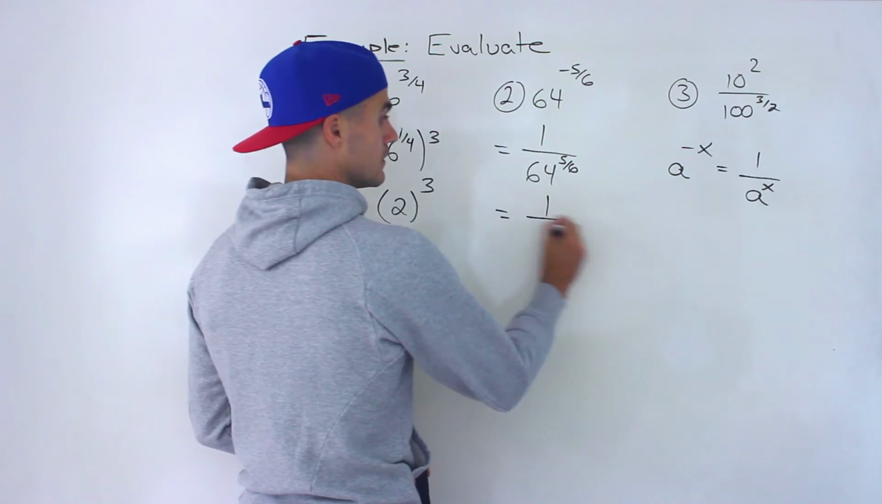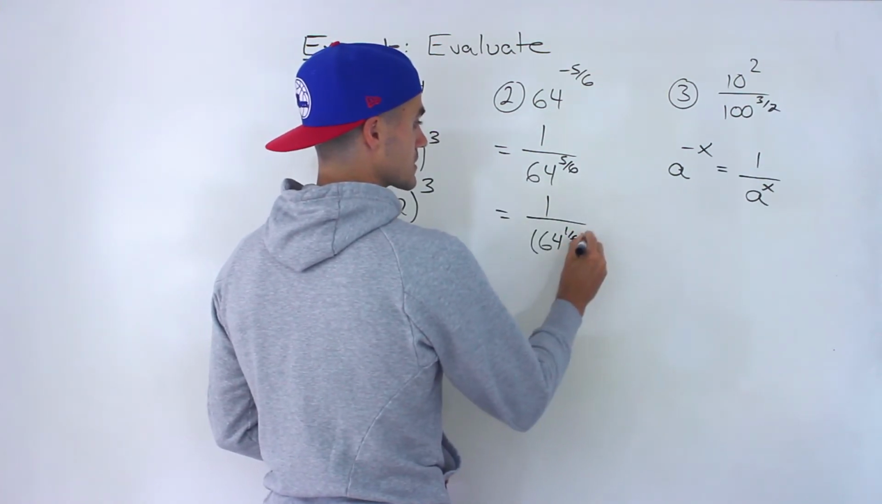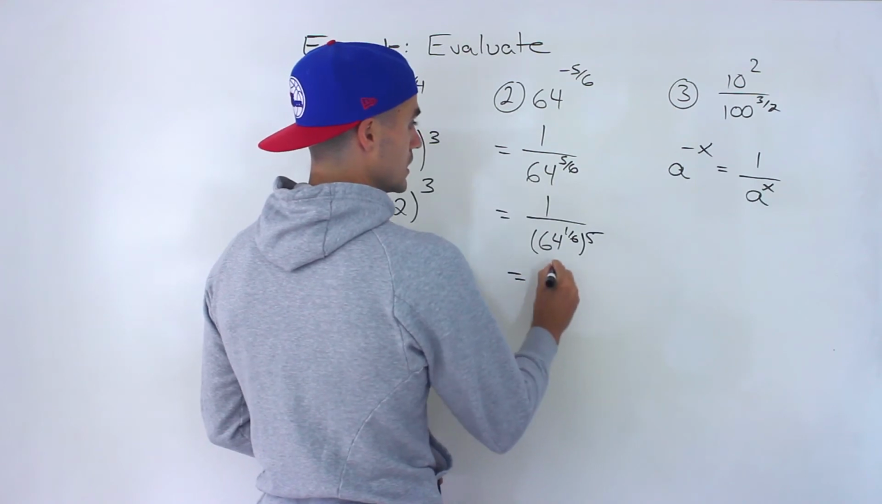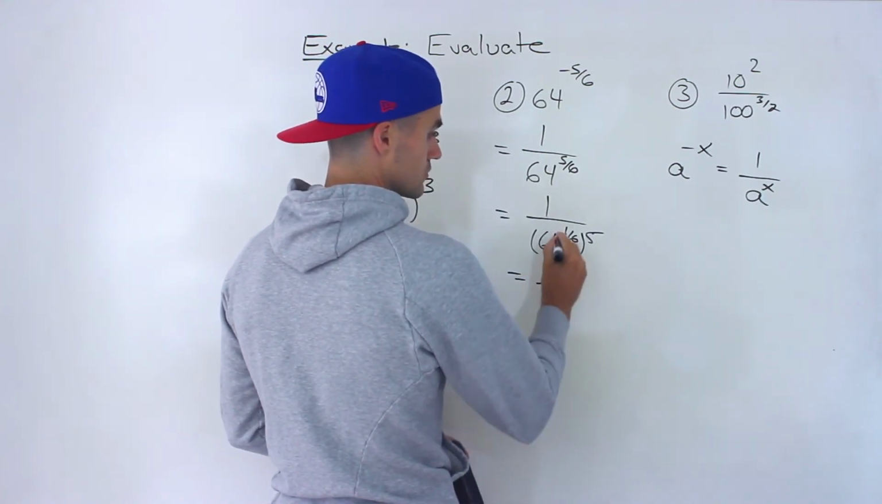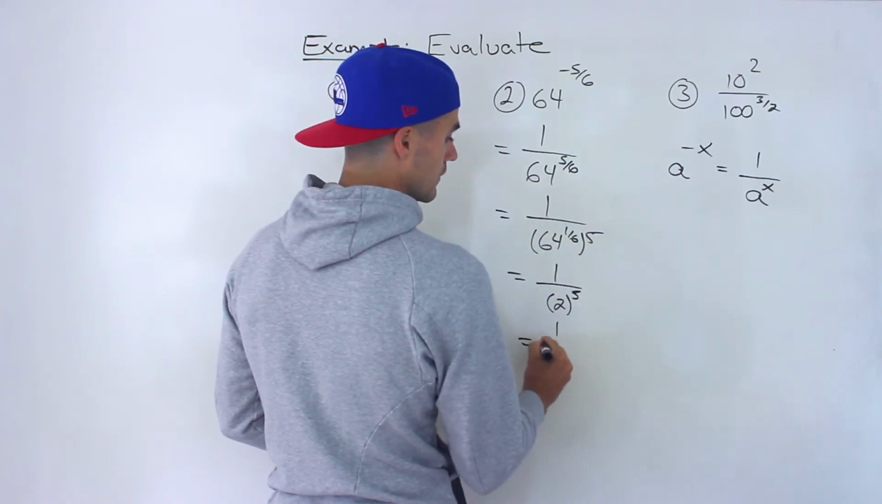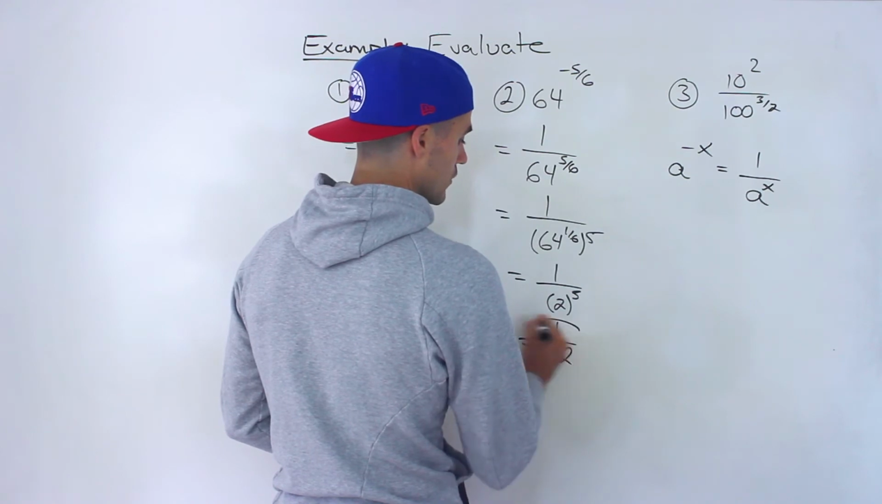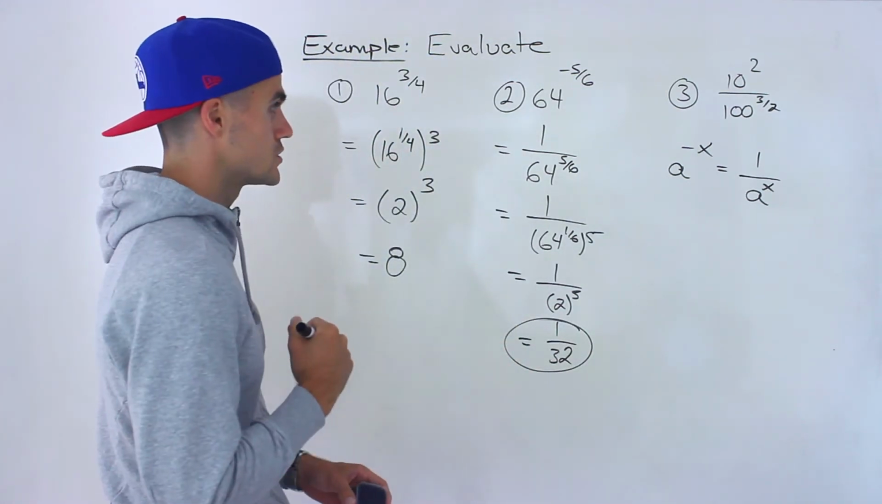And then the 64 can go to the power of 1 over 6, and then that's going to go to the power of 5. So 64 to the power 1 over 6 is 2. The 6th root of 64, then that's going to be to the power of 5. That's going to be 1 over 32. So that's the answer to number 2.